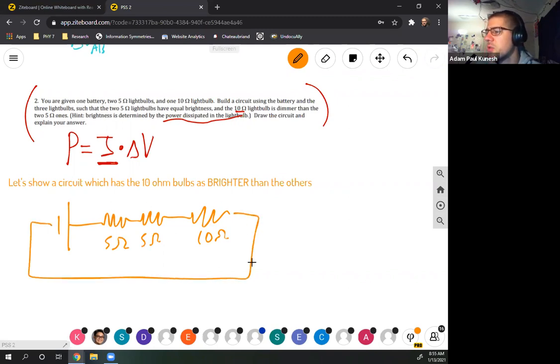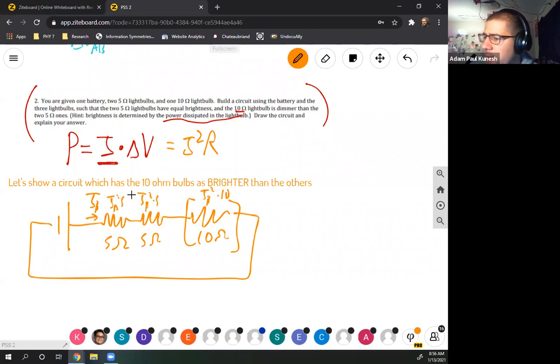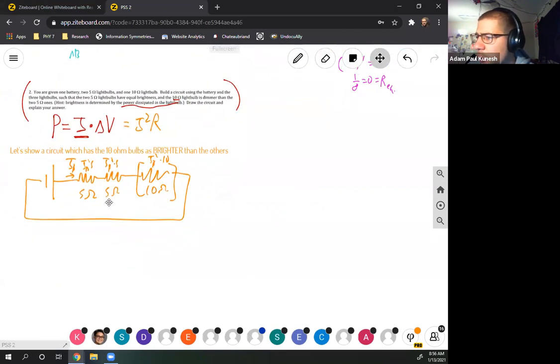Each of these resistors shares the same current. The battery current I travels through each of them. So each of them will have power dissipated given by I battery. Delta V equals IR, so we can also write this as I squared R. In that case, the 10-ohm bulb would be twice as bright as the other two, because the power it dissipates is I_B squared times 10, whereas the others dissipate I_B squared times 5. However, I don't have to arrange it this way.